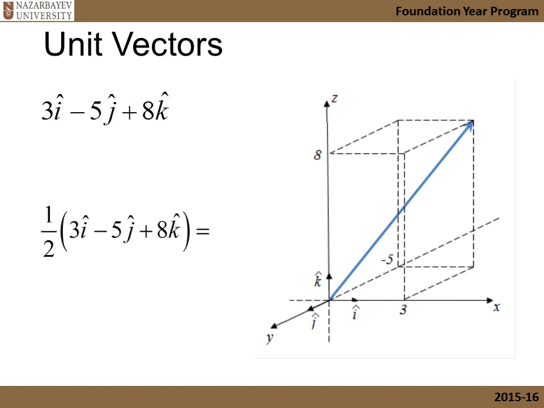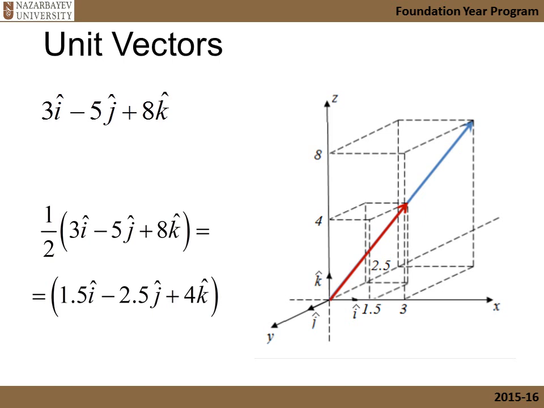Also, we can multiply our vector by any number. For example, if we multiply it by 1 over 2, we will obtain our new vector, so it will be twice shorter, and the coordinates will be 1.5 in the x-axis, then minus 2.5 in the y-axis, and 4 in the z-axis. We can see this red vector.